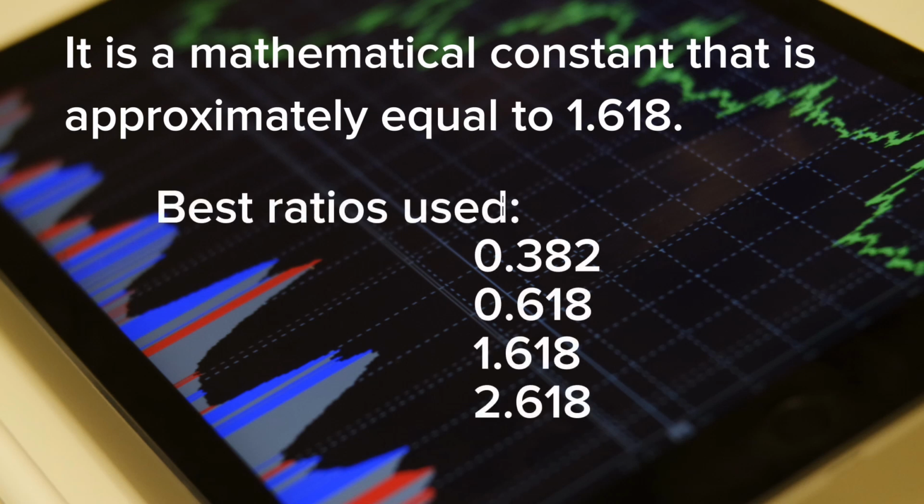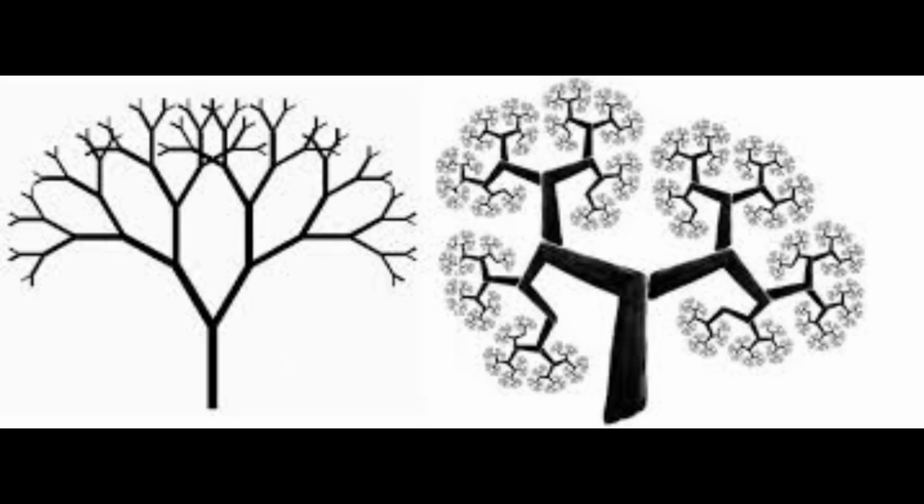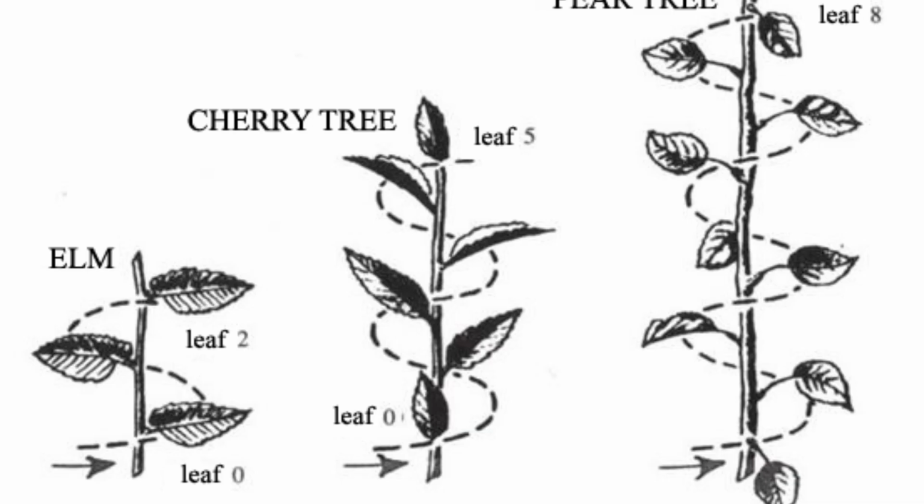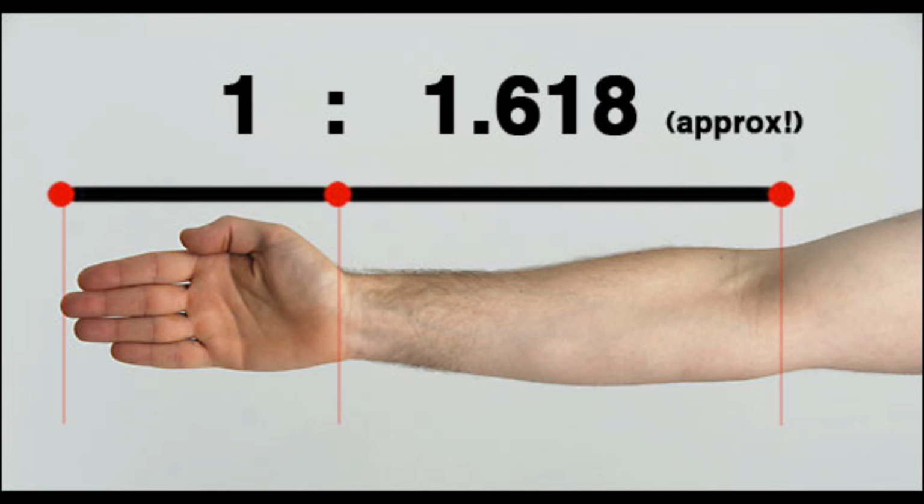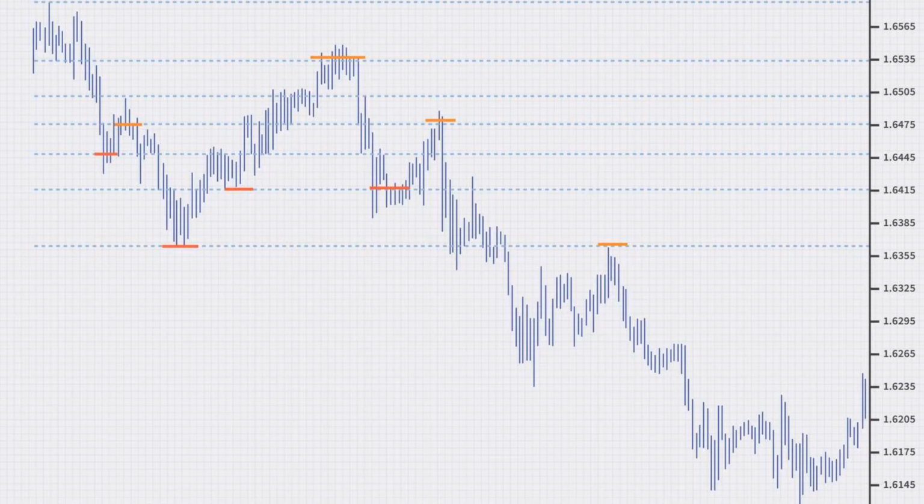The golden ratio can be found in various patterns and structures in nature, such as the spiral arrangement of sunflower seeds, the branching pattern of trees, the arrangement of leaves on a stem, and the proportion of human body parts. It is believed to have aesthetic and mathematical significance, and is often considered a symbol of beauty and harmony. In trading, the golden ratio is used as a key level of support and resistance. It is often considered the most important of these levels.